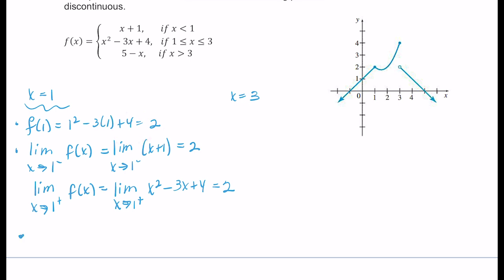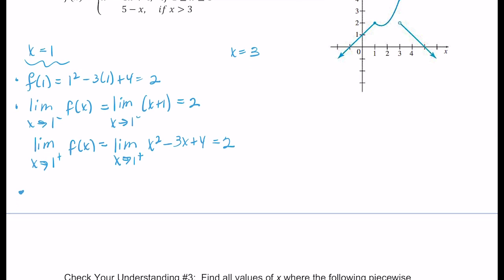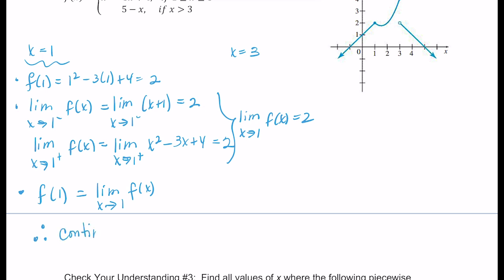So the last thing I need to check for continuity is I need to see if what I got in the first bullet is the same as what I got in the second bullet. And of course, let me point out to you, since both of the one-sided limits are the same, remember we can say that the limit as x approaches 1 of f of x just equals 2. So therefore, they are equal. So therefore, at x equals 1, the function is continuous.